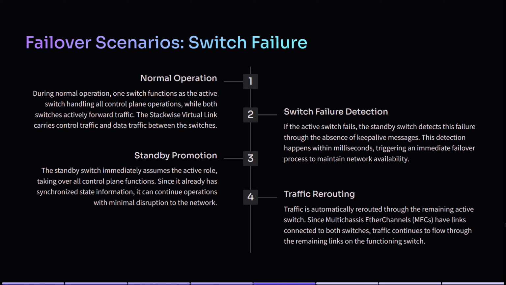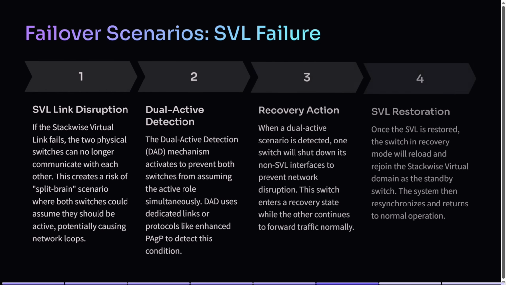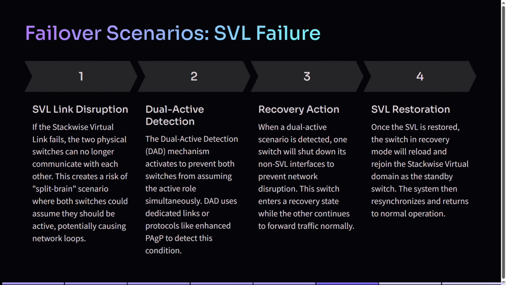Traffic rerouting. Traffic is automatically rerouted through the remaining active switch. Since multi-chassis EtherChannels, MECs, have links connected to both switches, traffic continues to flow through the remaining links on the functioning switch. Failover scenarios, SVL failure.